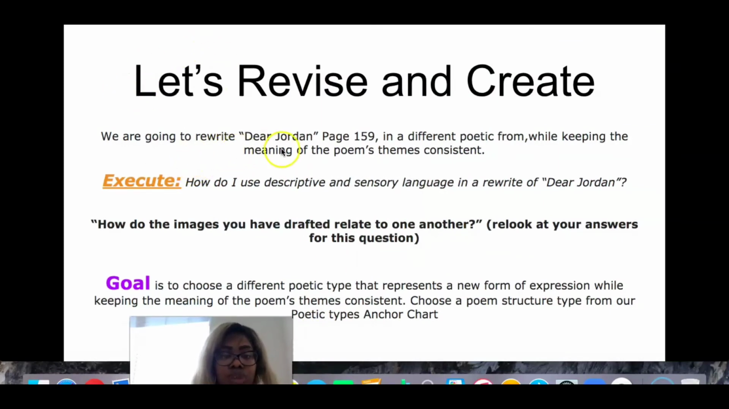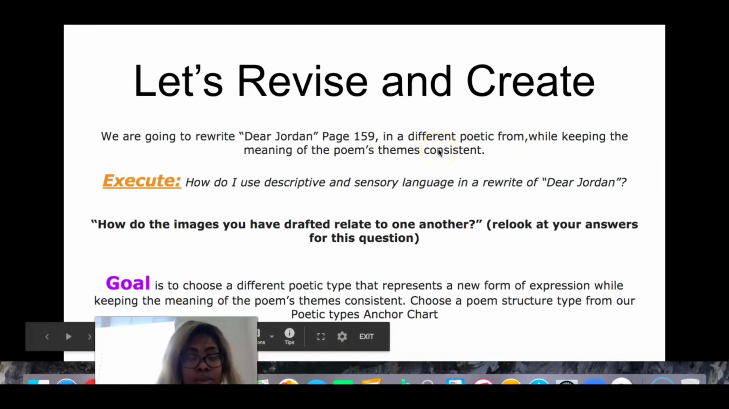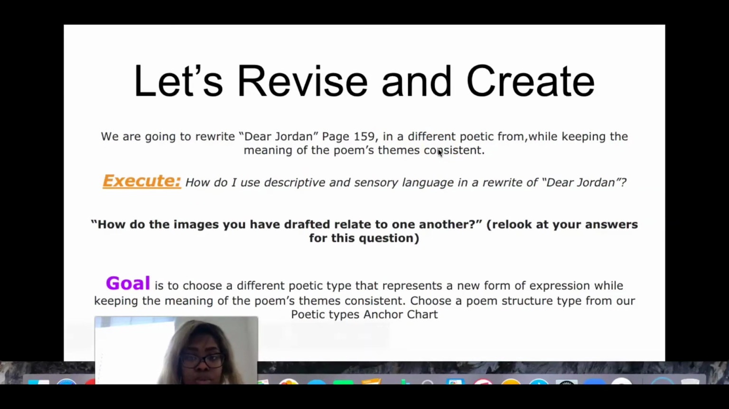So we are going to rewrite Dear Jordan, which is on page 159, and we're going to use a different poetic form. You can go back to your anchor chart to get those different types of forms that we've learned so far. Remember, we've got ode, we've got free verse, we have a definition poem, we have a list poem. But when you write that poem, you want to make sure that the poem's theme is consistent. Make sure that it still has the same message.